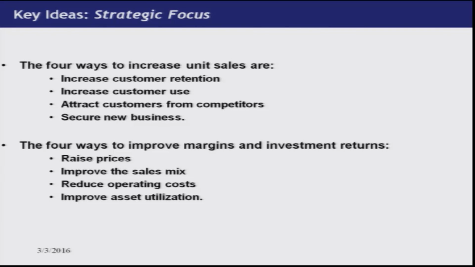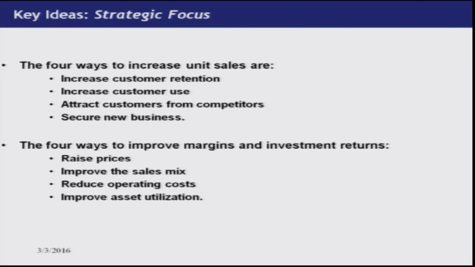Therefore, if one looks at the objective of increasing unit sales, then you can either do it through increasing customer retention or increasing the customers' frequency of usage. This kind of strategy we apply in toothpaste, etc. We can try to take some customers away from the competition, which is normally very tough when the market is in a stable state, or we can try to open up completely new business areas, like, say, penetrating the rural market for toothpaste and so on. And similarly, there can be ways to improve margin and return on investment, by raising prices, which is tough, improving the sales mix if possible, reducing operating cost, normally the top focus area, or improving asset utilization, also a well-practiced focus area.